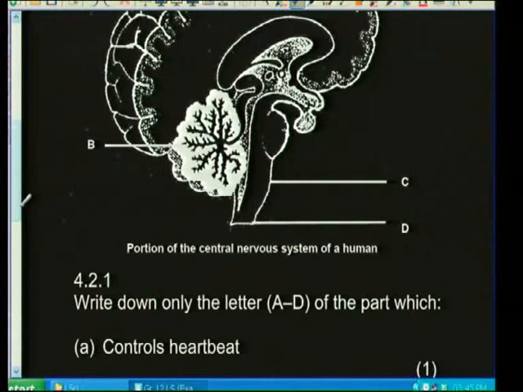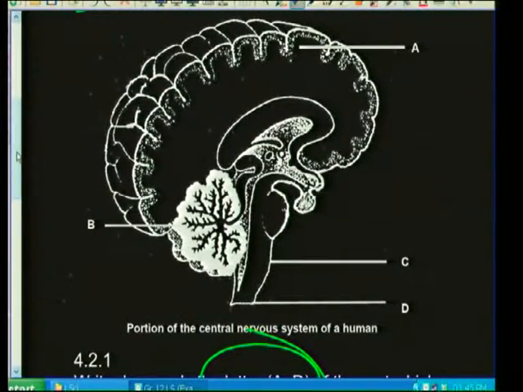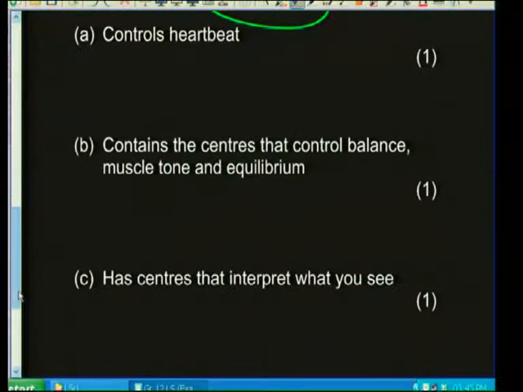Write down only the letter. This is a good instruction question now. They're asking you for the letter. Note in this question, if you give the name, you're out. You don't get a mark for it. You have to provide the letter, not the name. So the first one says controls heartbeat. And that would be structure C, the medulla oblongata.